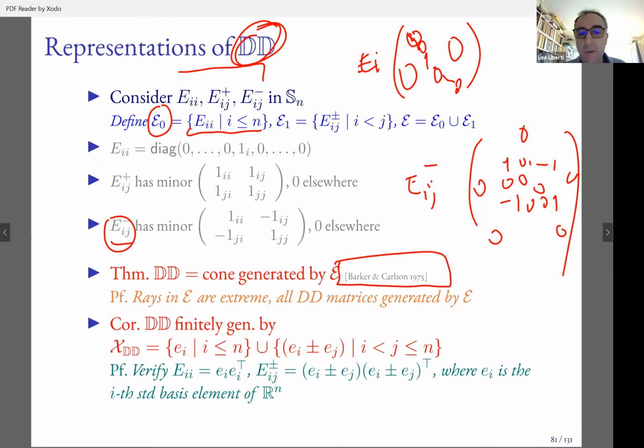I don't know if you can see it with your naked eye, but if you can't, then take the standard basis of R^n and verify that for any element of the standard basis, big E_ii is e_i times e_i transpose, and big E_ij plus or minus is (e_i plus or minus e_j) times (e_i plus or minus e_j) transpose. So not only did we find the extreme elements of DD, but we can also express them as rank 1 matrices. Well, they are rank 1 matrices.